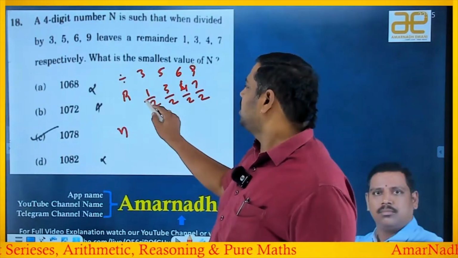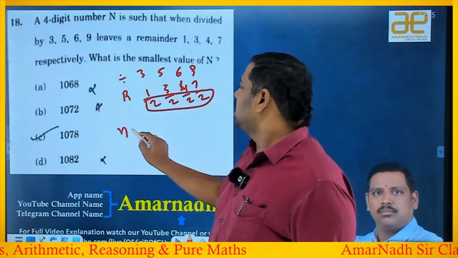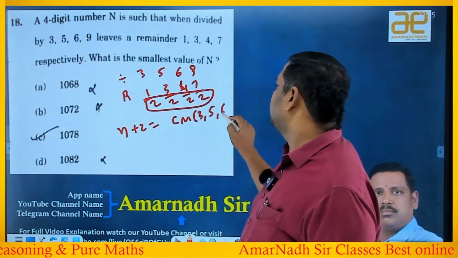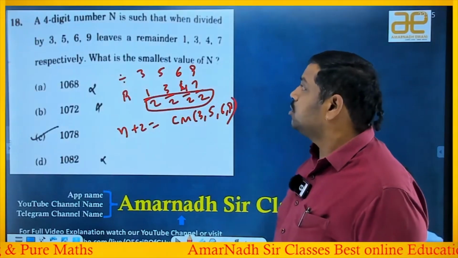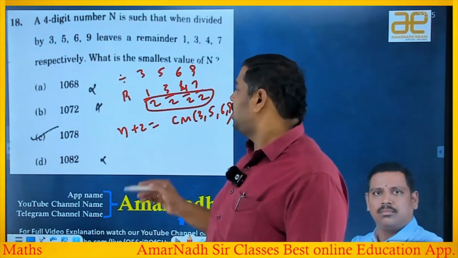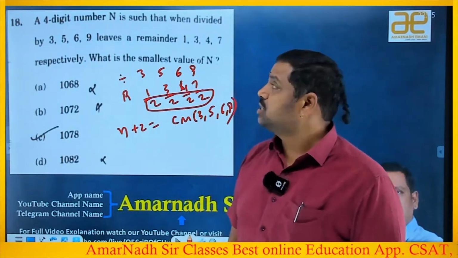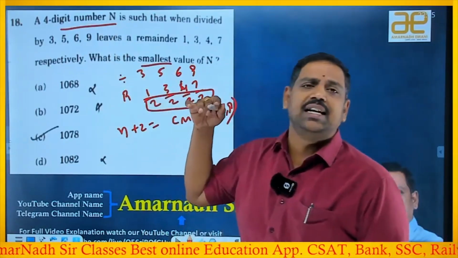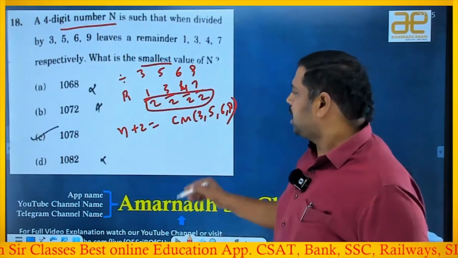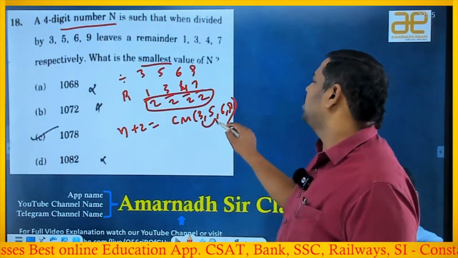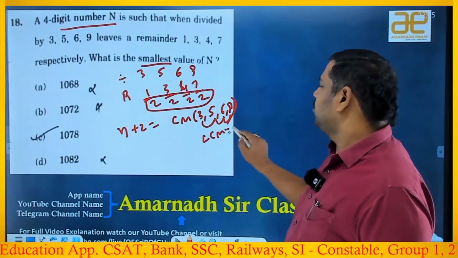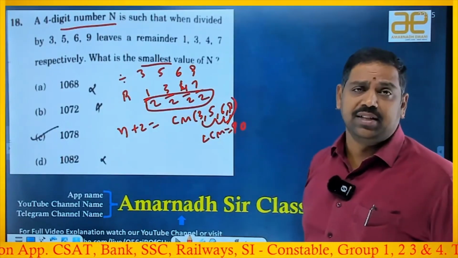What is the difference here? 2 is the difference, right? If you add it, it should be a common multiple of the given numbers 3, 5, 6 and 9, right? Okay, so if you want the least number, the happy answer is LCM. But he's not asking about the least one, he's asking about the 4-digit number and it is the smallest. So 4-digit least number he is asking. First, if you calculate the LCM, 3 and 5 means 15, 15 and 6 means 30, 30 and 9 means 90 is the LCM. We know that all common multiples are multiples of LCM.